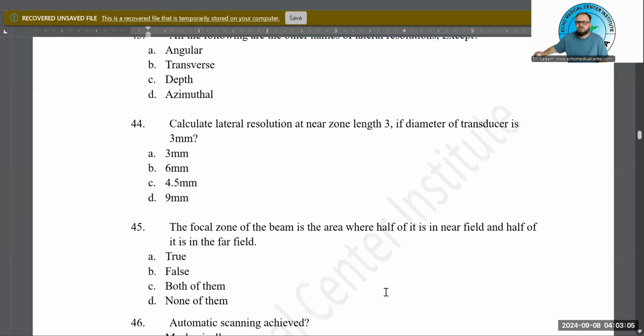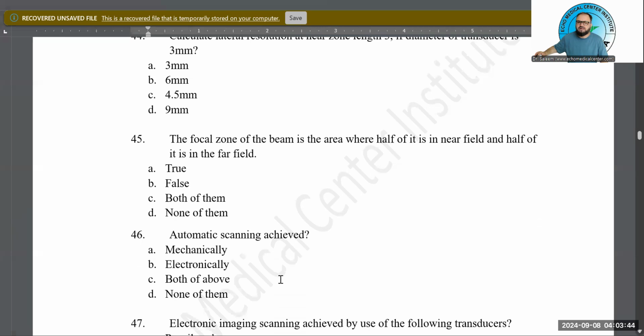Okay, it says, the focal zone of the beam is the area where half of it is in the near field and half of it is in the far field. Is this true or false? Basically, the question is true and false, but I just made it C and D also. But basically, the question is A or B. Which one is correct? Yes, of course, A is the correct answer. That is the definition of the focal zone. It's not a focal point, it's a focal zone. So that's an area, it's not a specific spot. Correct. Let's do the next question.